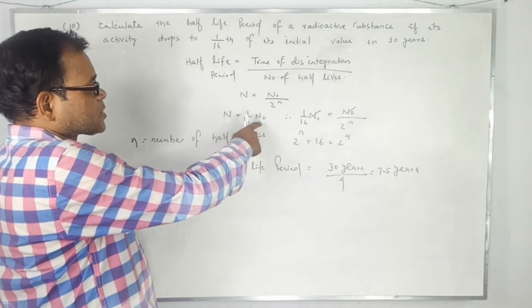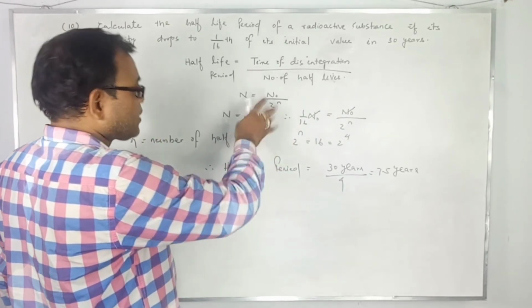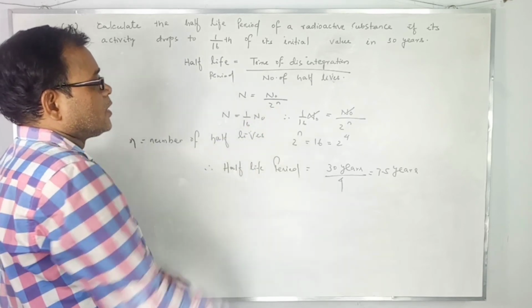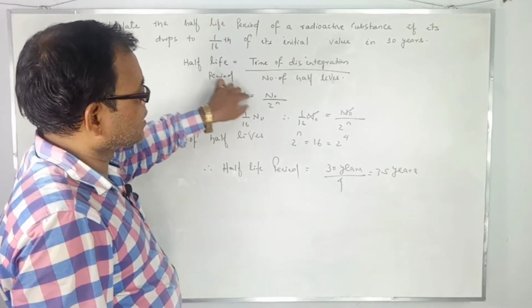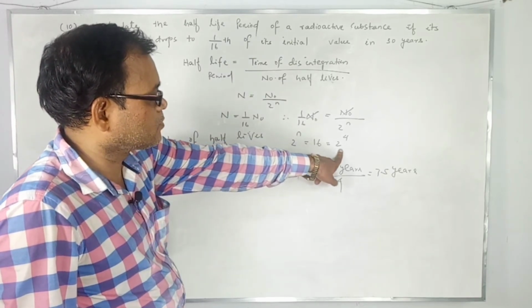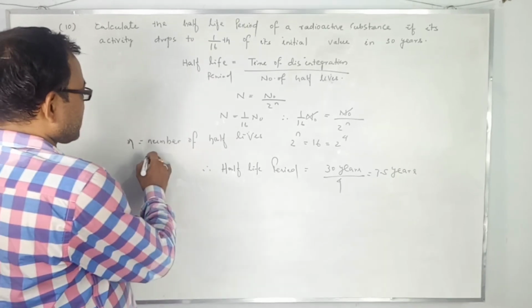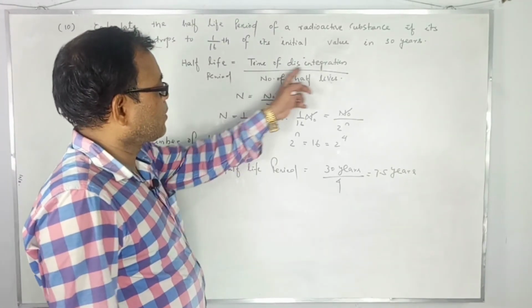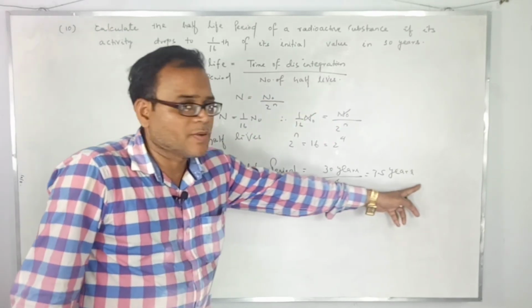N is equal to 1 by 16 N0, or N equal to N0 upon 2 to the n. Since N is equal to 1 by 16 N0, we replace this value, so we will get n is equal to 4. As the number of half-lives is equal to 4, the half-life period is equal to time of disintegration divided by number of half-lives, that is 30 by 4 is equal to 7.5 years.